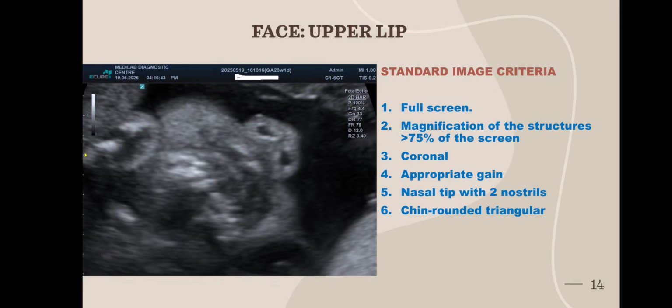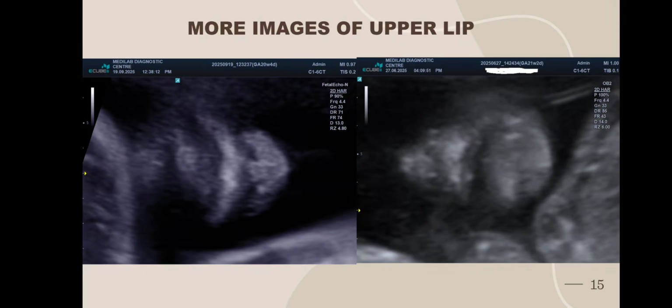Now come to the upper lips and nose. Full screen view, magnification more than 75% of the structures, coronal views with appropriate gain, nasal tip and two nostrils should be seen, chin rounded or triangular. More images of upper lips, see the nostrils, tip of the nose, lips, etc.